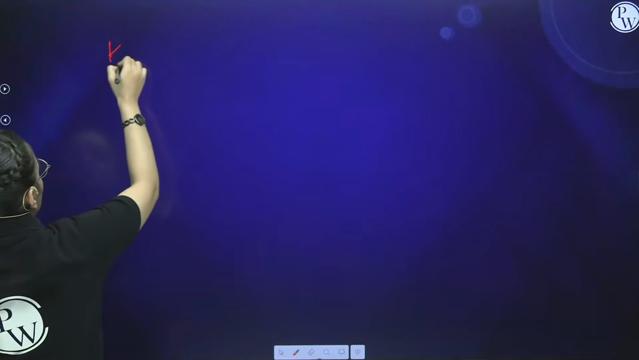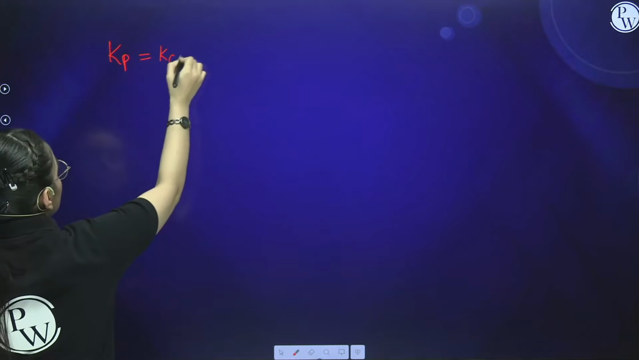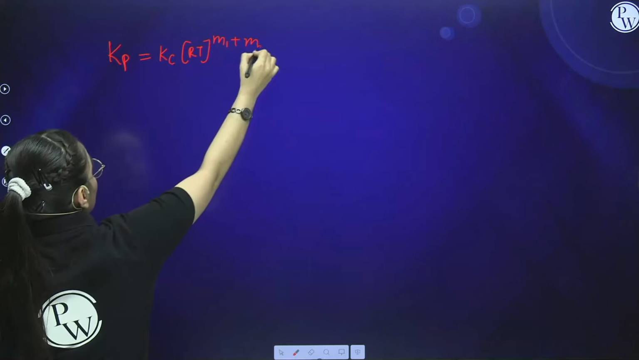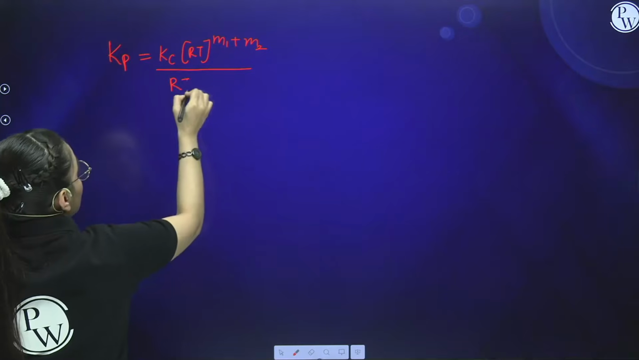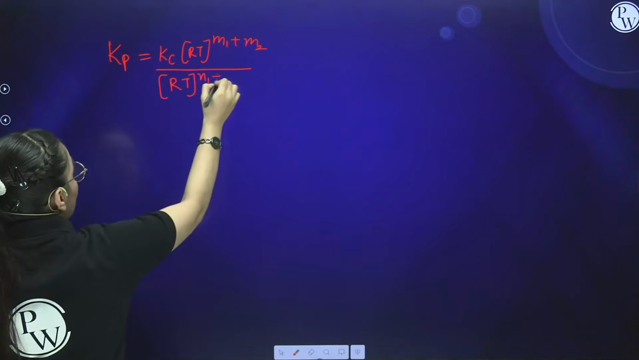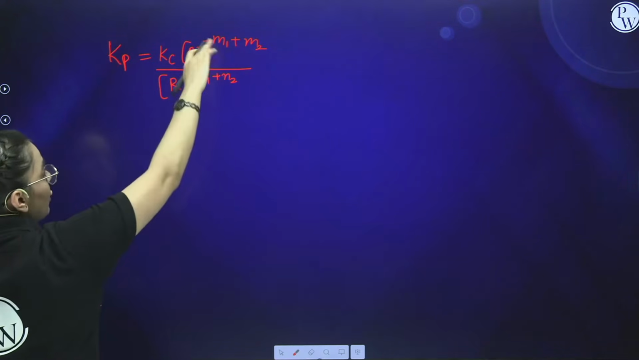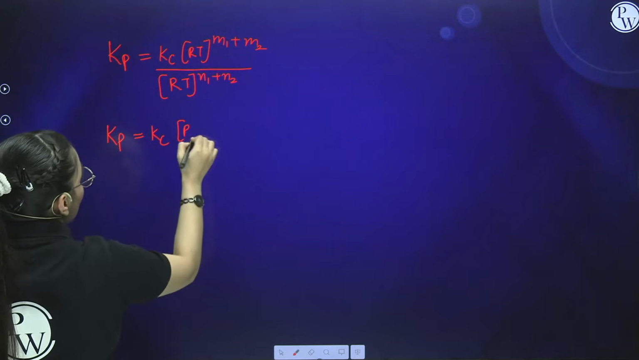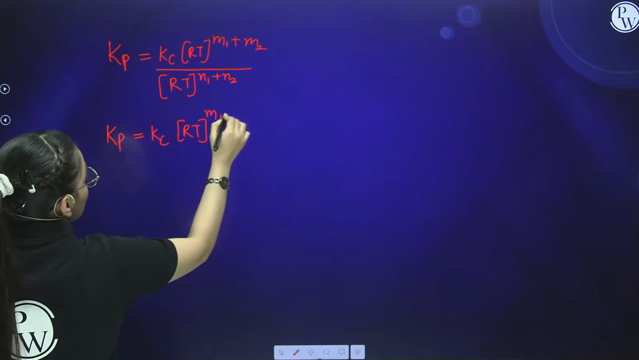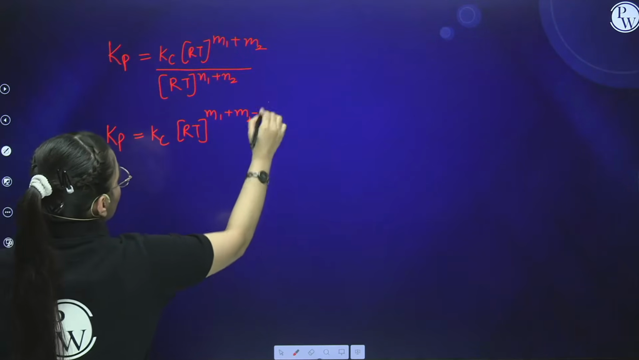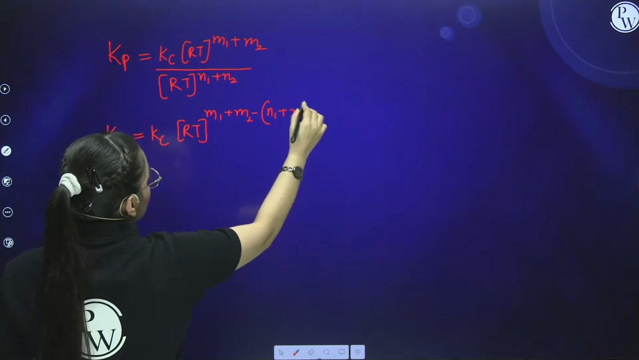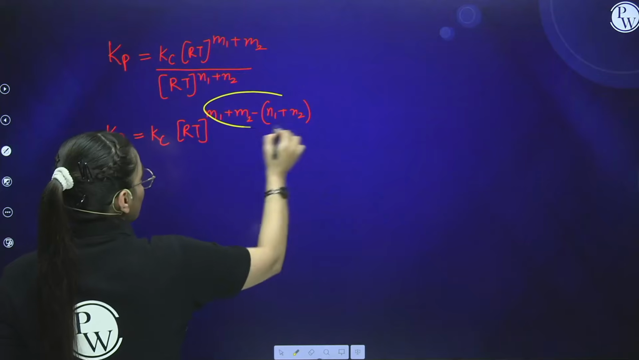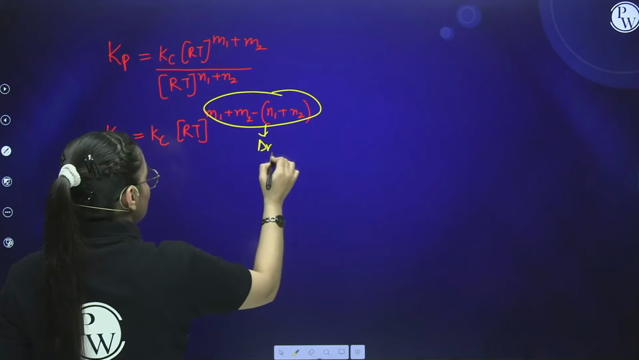What expression have I got? I've got Kp is equal to Kc into RT power M1 plus M2 divided by RT power N1 plus N2. Now these are in divide, so it will go and it will subtract. So what am I going to get? Kp is equal to Kc into RT. Now here the power initially was M1 plus M2. What is going to be subtracted? N1 plus N2 will be subtracted. Now what do you mean by this, students? What do you mean by this situation? This is basically delta Ng.